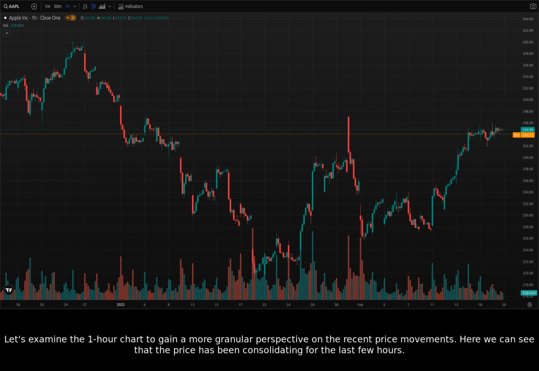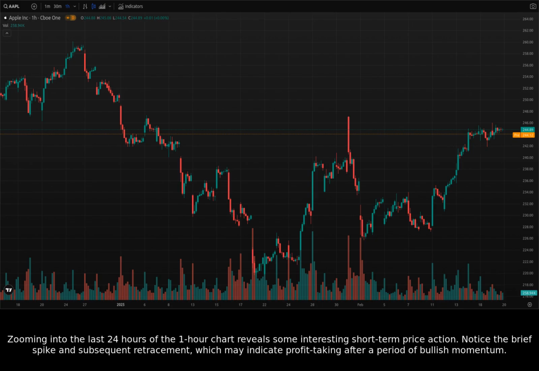Here we can see that the price has been consolidating for the last few hours. Zooming into the last 24 hours of the 1-hour chart reveals some interesting short-term price action. Notice the brief spike and subsequent retracement, which may indicate profit-taking after a period of bullish momentum.